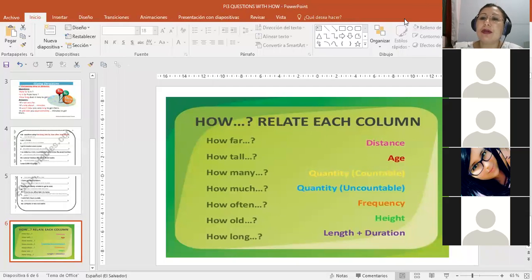So I will go to the breakout rooms again. Let's see. Ah, but I will send you the questions. Yes. Pero antes de comenzar, le voy a enviar la imagen para que puedan utilizar de modelo. Okay, very good. So let me go to your WhatsApp group and share with you. Okay, great. Okay, let me do the breakout rooms now.